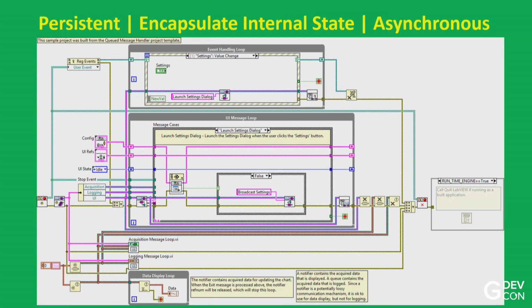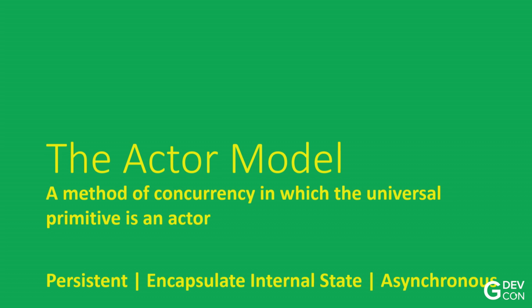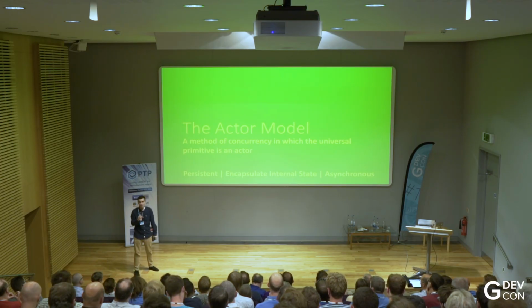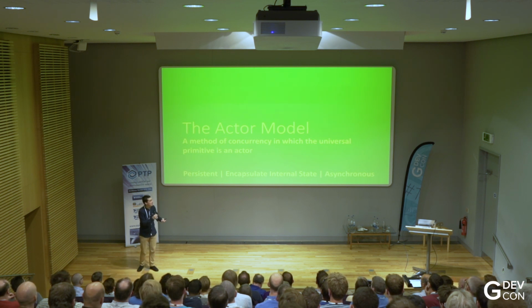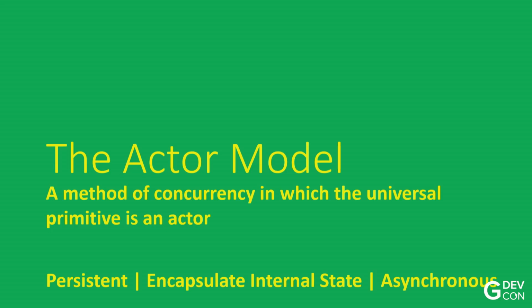Now, for me, the queued message handler, like you see here, was the gateway drug to the actor model, or actor-oriented design. And I've put a definition here from a C-based programmer who I follow on YouTube: the actor model is a method of concurrency in which the universal primitive is an actor. So by concurrency, just essentially saying asynchronous. So different processes can do different things at different rates. And there's no data dependency between them.